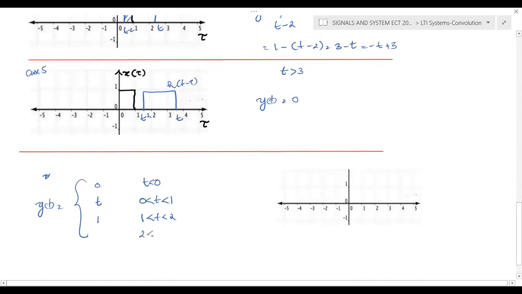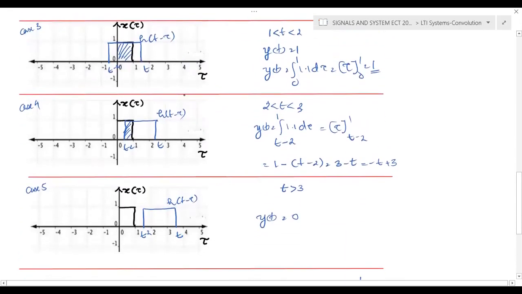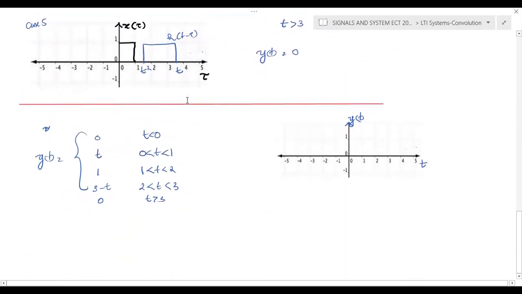And when it is 2 less than t less than 3, it's simply 3 minus t. And if t is greater than 3, the function magnitude is 0. Now we need to draw the waveform. Again, if you draw the waveform of y of t, make sure that you are using the variable t, not tau. When you do the problem, we will use the variable tau. And finally, when you draw the signal y of t, the variable is t.